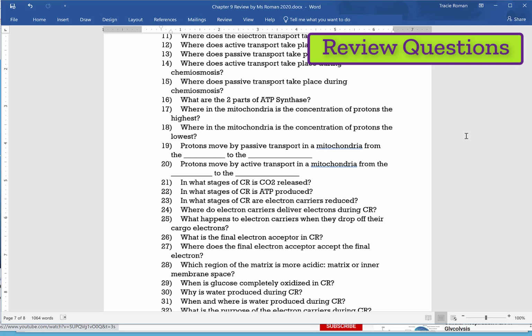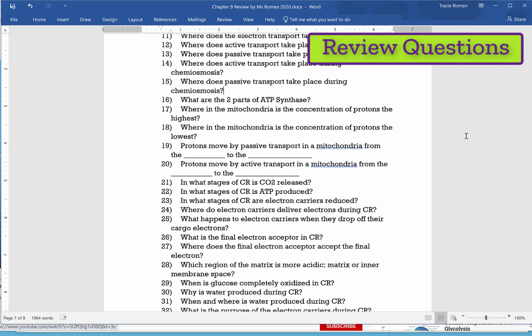In what stages of cellular respiration is ATP produced? There are three stages where ATP is produced. First is during glycolysis, and that is substrate level phosphorylation. Second, ATP is produced in the Calvin cycle. That is also substrate level phosphorylation. Then ATP is produced during oxidative phosphorylation, and that process is also called oxidative phosphorylation. And a majority of the ATP produced is during that last stage.